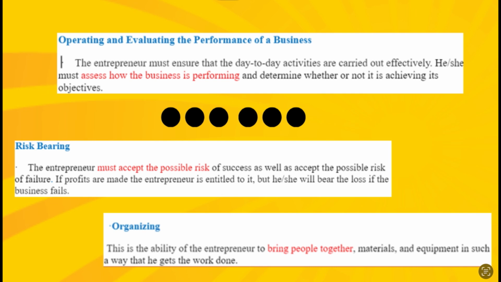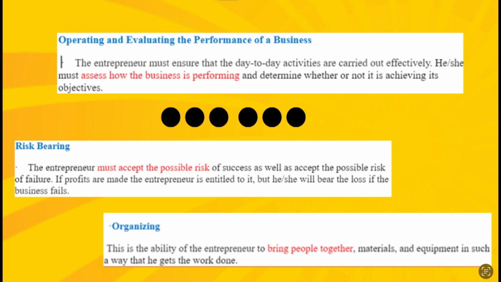So, at the end of a financial period or at the end of a busy day, the entrepreneur can assess whether it has met its target goal as it relates to their profit versus their expenses. Therefore, this will allow the entrepreneur to assess what corrections need to be made in order for the business to thrive successfully. Then we have risk-bearing and organizing, which can also be categorized as functions of entrepreneur.